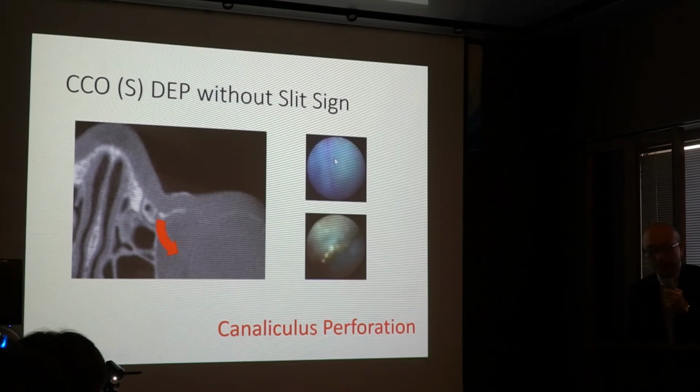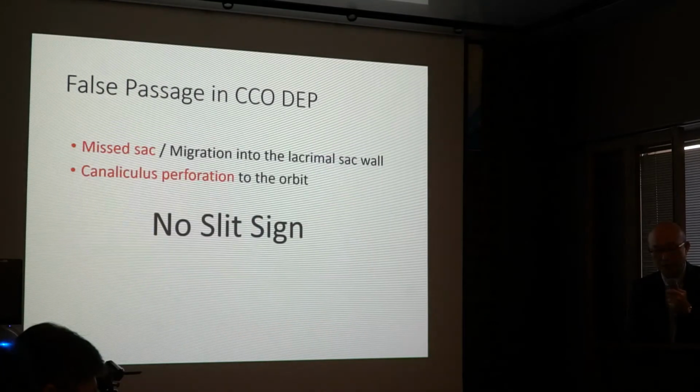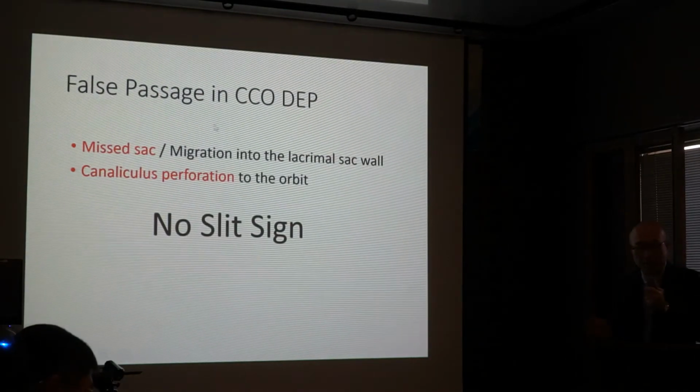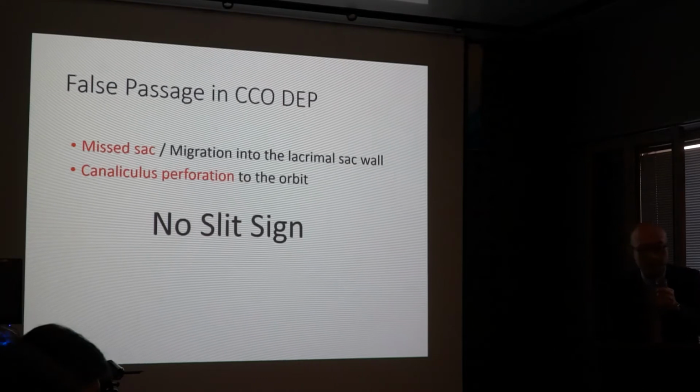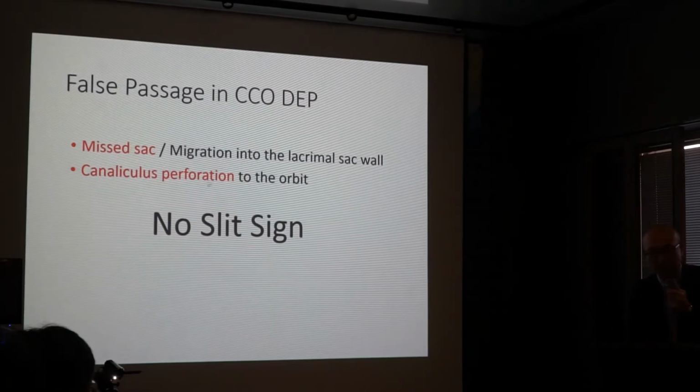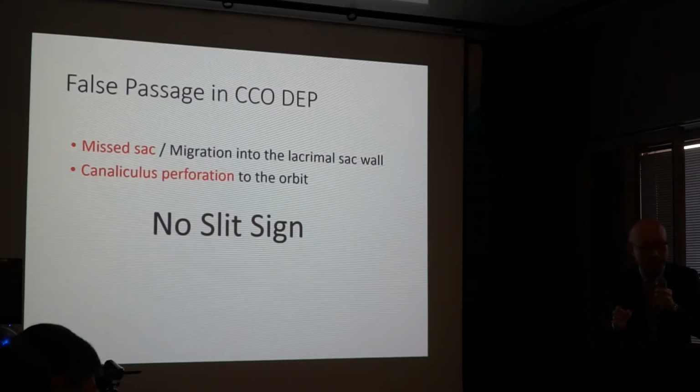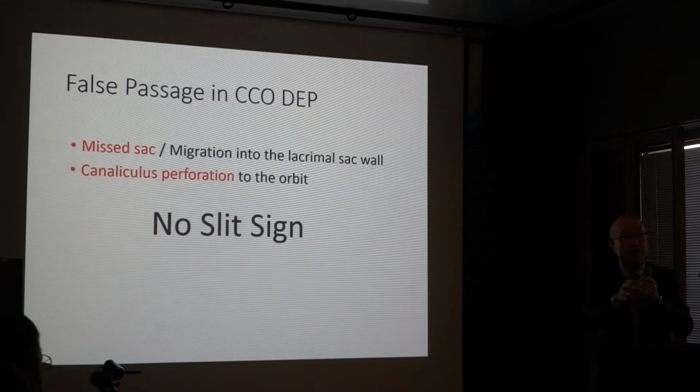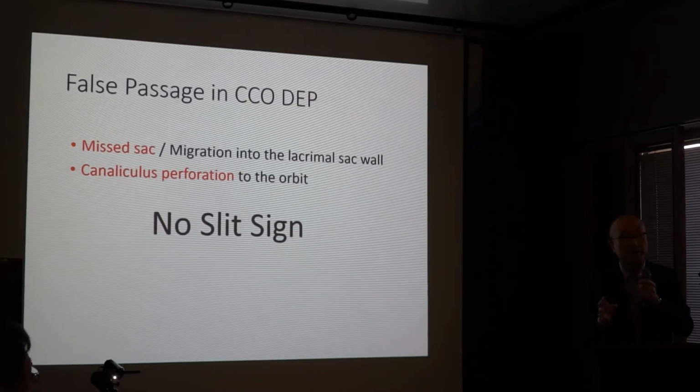In that case, we can see vessel palpitation or adipose tissue. This is a serious false passage. So, false passages in common canalicular obstruction depth include missed sac and canaliculus perforation. The mutual sign is no slit sign. So that's why I said the slit sign is very important.